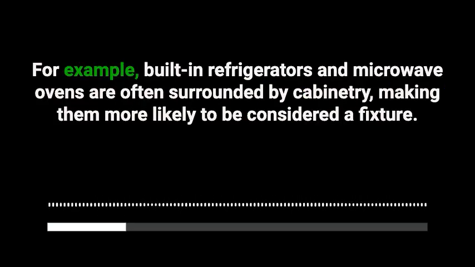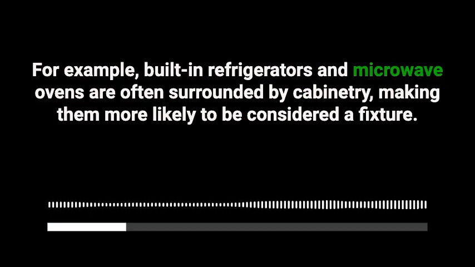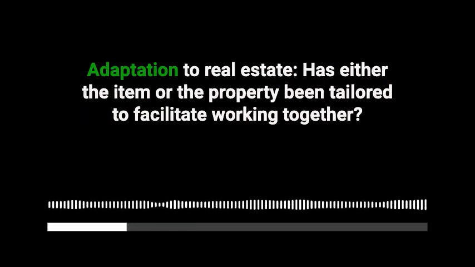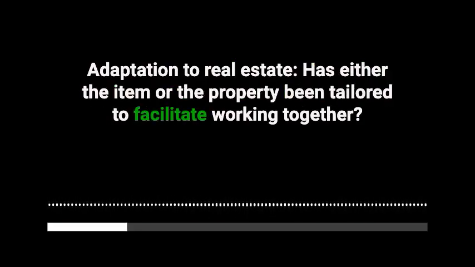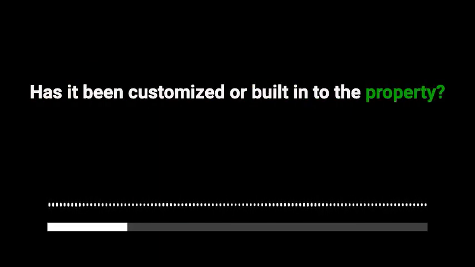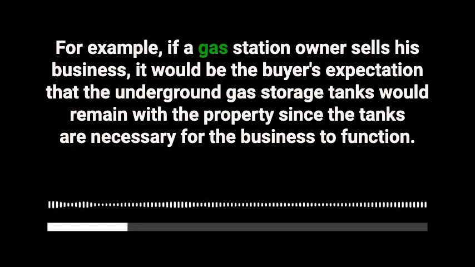To what degree has there been customization of the space around the item? For example, built-in refrigerators and microwave ovens are often surrounded by cabinetry, making them more likely to be considered a fixture. Adaptation to real estate: has either the item or the property been tailored to facilitate working together? Has it been customized or built into the property? For example, if a gas station owner sells his business, it would be the buyer's expectation that the underground gas storage tanks would remain with the property since the tanks are necessary for the business to function.